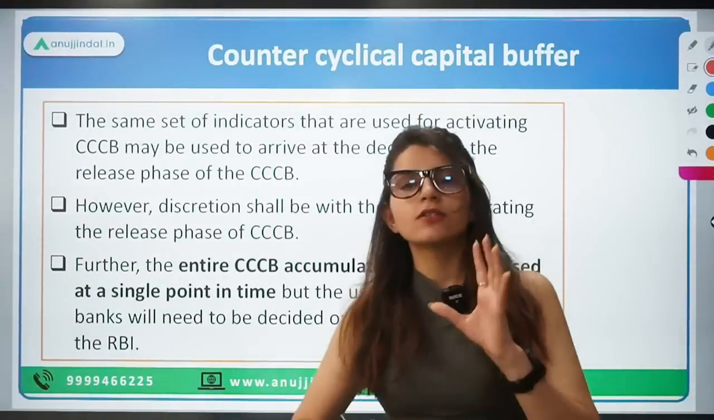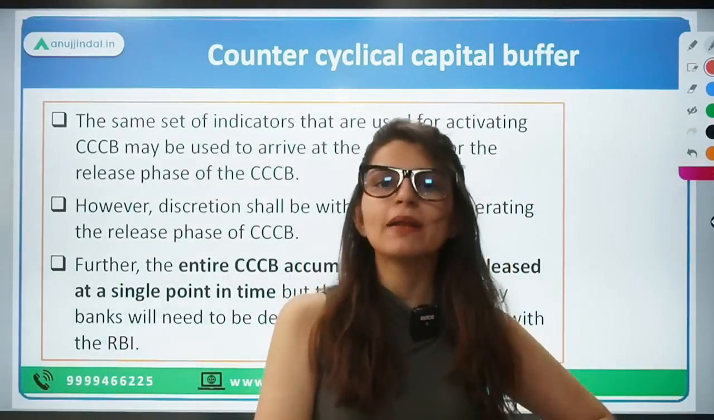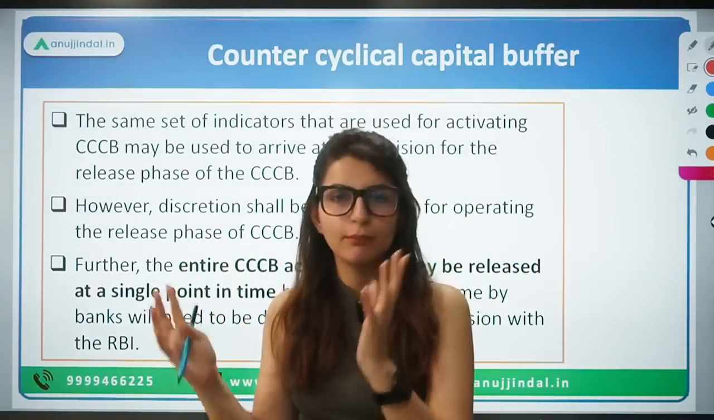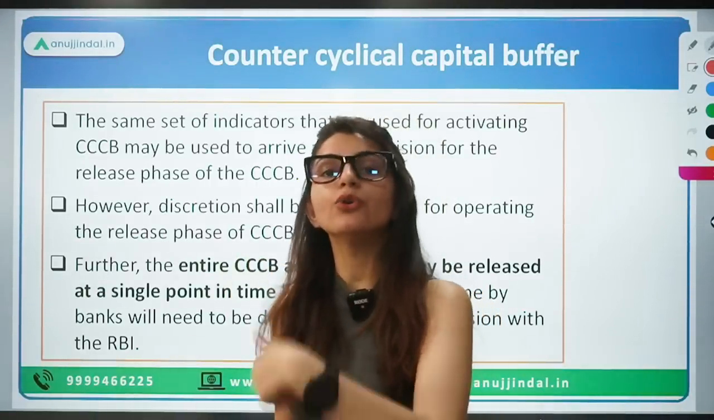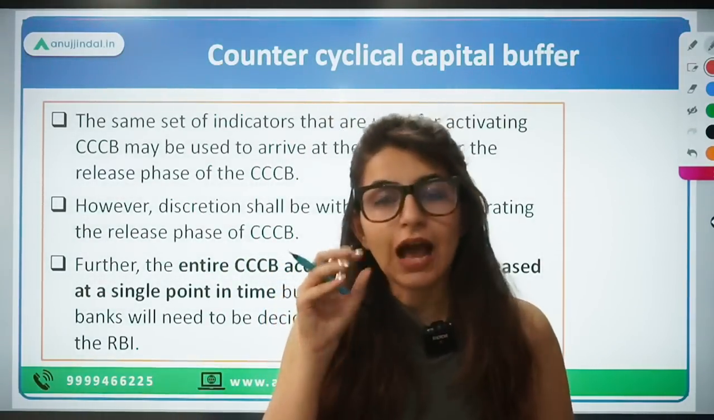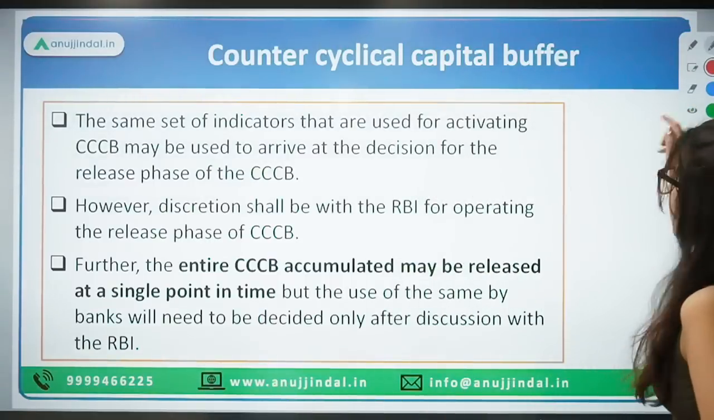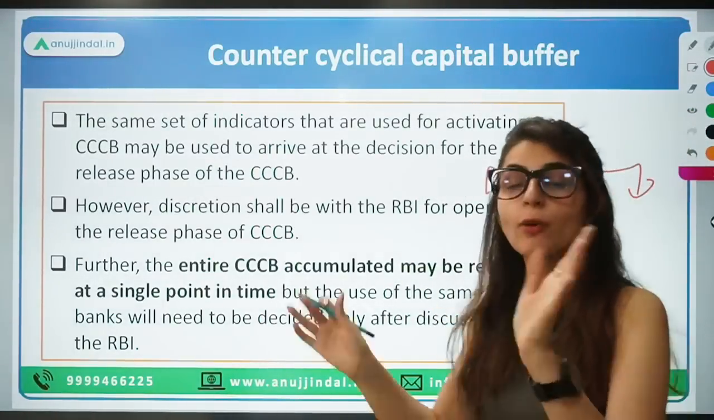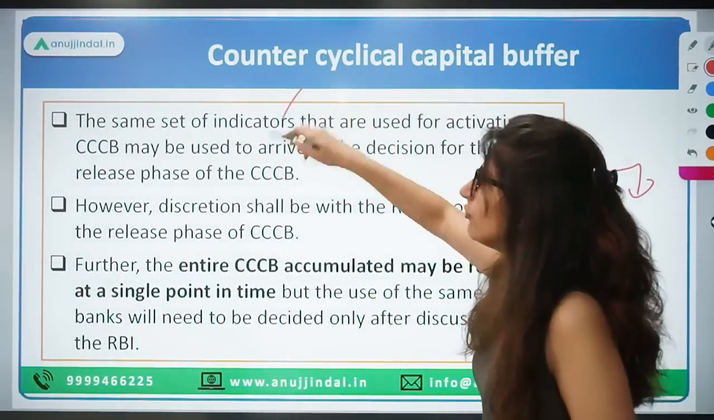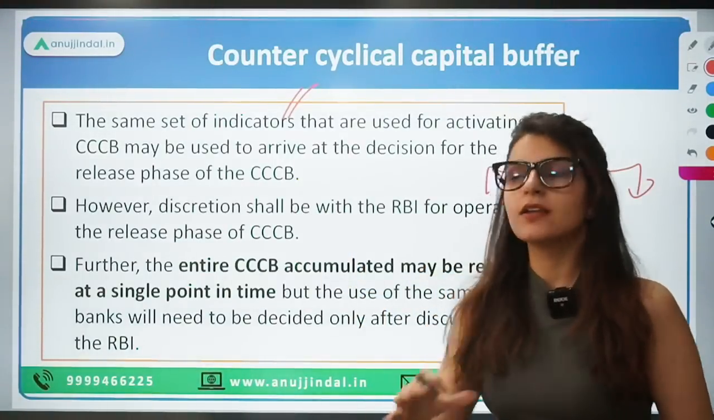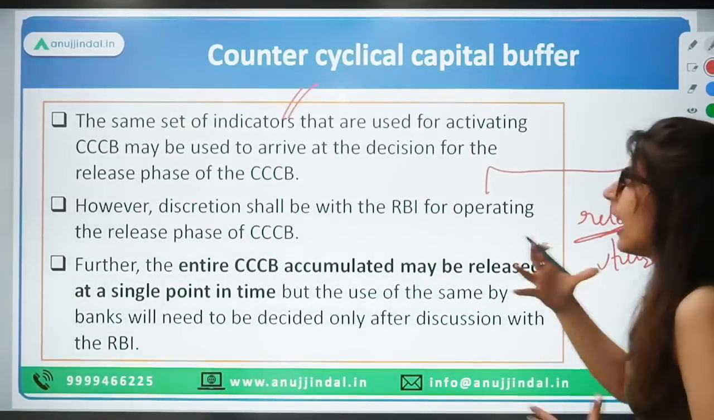Okay, ab jo parameters use kare gaye the to decide whether we have to maintain the CCYB or not, whatever parameters were utilized while making a decision at creating the buffer, the same parameters are utilized for deciding when to release the buffer or how to utilize the buffer. So, jab activate kara gaya hai ya jab decide kara gaya hai ki buffer is to be maintained, then the same set of indicators are now going to be utilized when it is going to be released. When you are utilizing this buffer, the same set of indicators are going to be used.